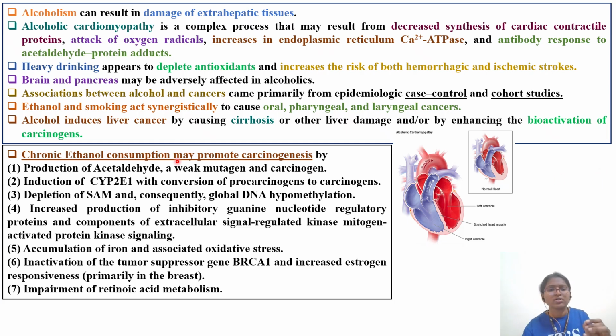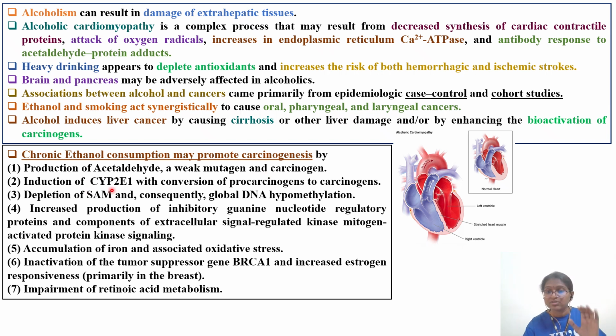So chronic alcohol consumption may promote carcinogens. How alcohol consumption causes cancer, we'll see in this particular point. Production of acetaldehyde. We've seen this toxic acetaldehyde. It gets metabolized by the ALDH enzyme which is there in our body. But overproduction, an increase of this acetaldehyde in our body, has adverse effects. It is a weak mutagen, so it causes DNA damage, and it is itself carcinogenic. Acetaldehyde itself is a cancer-causing chemical.